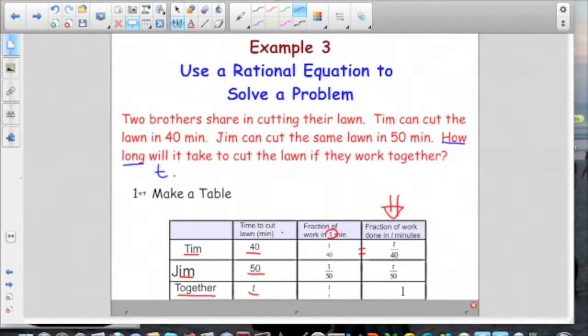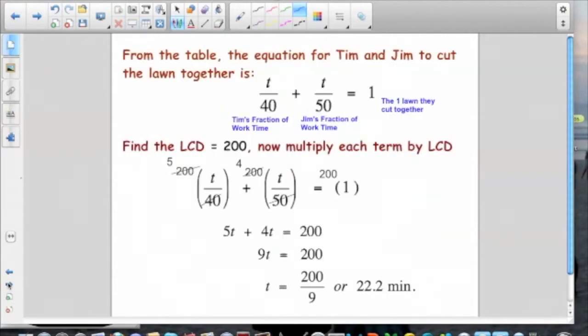So we get T over 40 because time is over that, and T over 50, and this is 1 because they're cutting one lawn. They're working together to cut the one lawn. All right, so that table now brings us over to this.